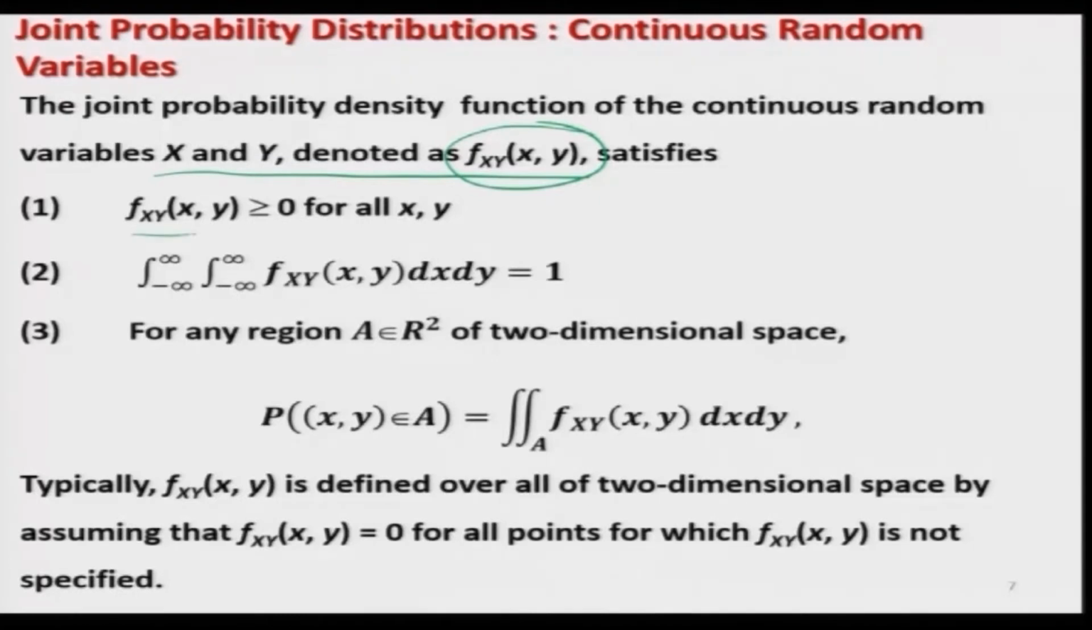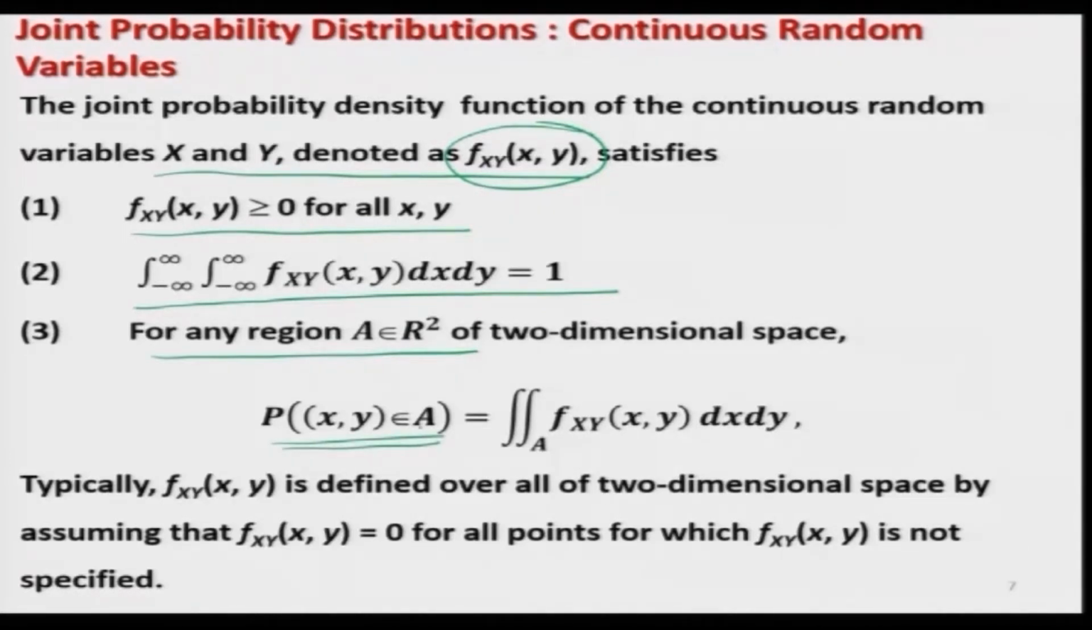So, we assume that f x y is greater than or equal to 0 for all choices of x and y, and the integral from minus infinity to plus infinity, minus infinity to plus infinity of f x y dx dy should be equal to 1. That means earlier you had assumed that the total area under the probability curve is going to be 1. Now, the case is going to be in 2 dimensions. And then for any region A in a two-dimensional space of real numbers, the probability that (x, y) belongs to some region A is going to be the integration over the region A of f x y dx dy.